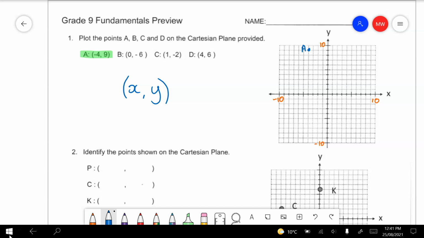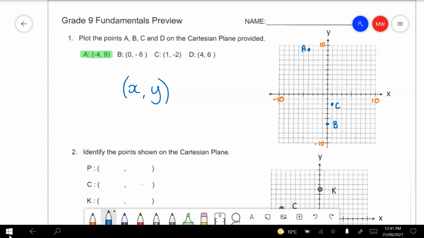Next one, B is at 0, minus 6. So it's at 0, minus 6. Okay, didn't move along the x-axis at all. So we'll call that one B. C is at 1, minus 2. So we'll go across 1, down to minus 2. And that one becomes C.